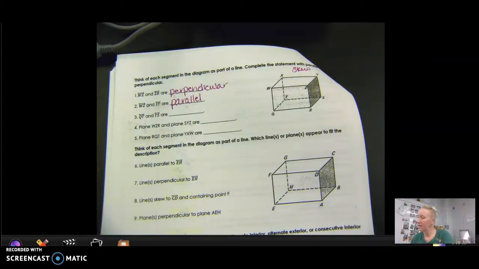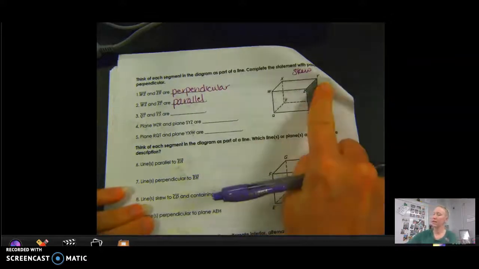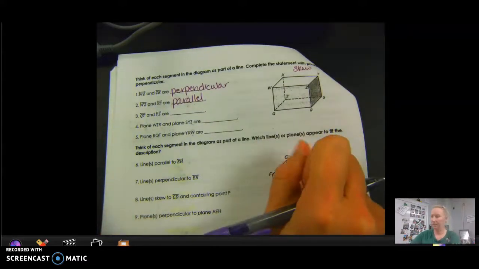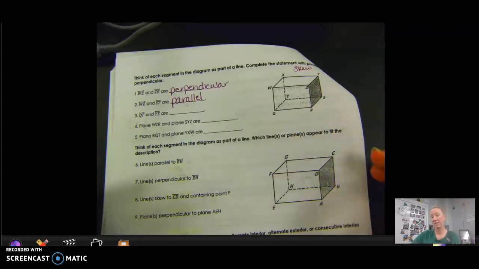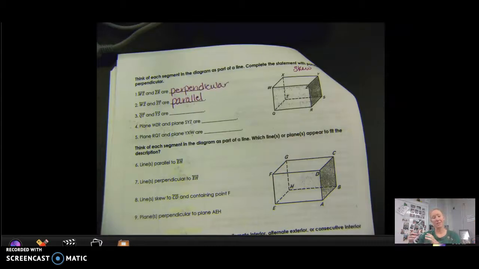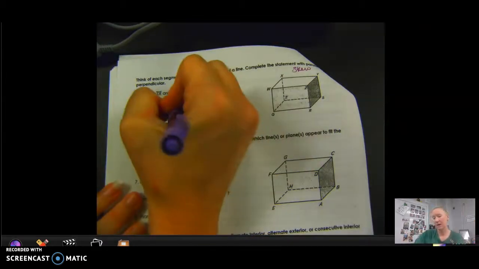Q to T and Y to S. Q to T, Y to S. They're not hitting a 90-degree angle. They're not parallel, and they're on different planes, and they're never going to touch, though that would make them skew.